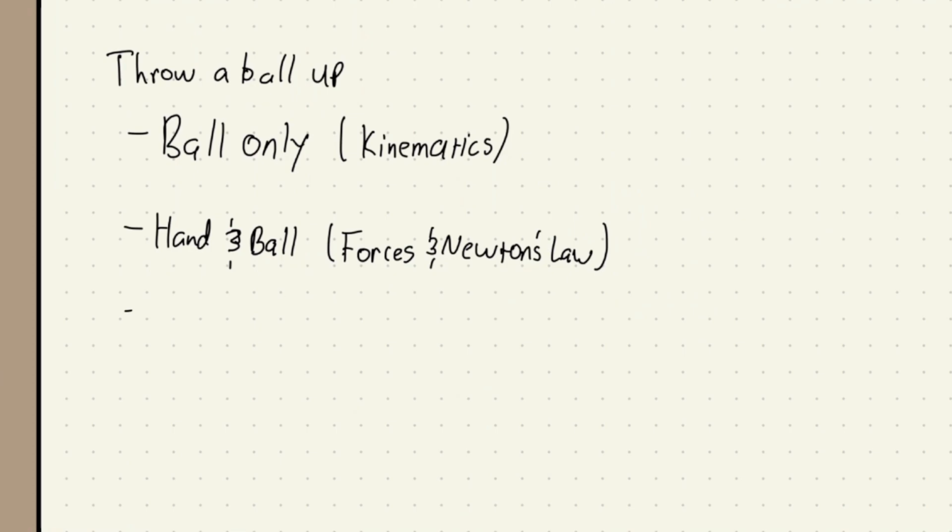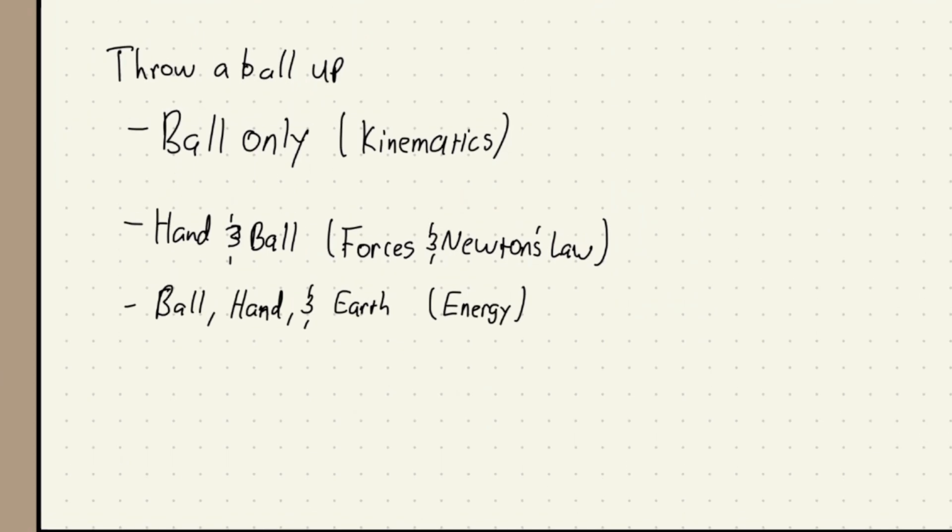But if I included also the ball, the hand, and Earth, where there's that gravity force acting between the ball and the earth, what I would have to use to analyze that type of system is energy. And it's not that you can't use energy on the hand and ball or the ball only. It's just that we have to do things a little bit differently. It turns out that if I have the ball and the hand and earth as my system, then that is a conservative system.